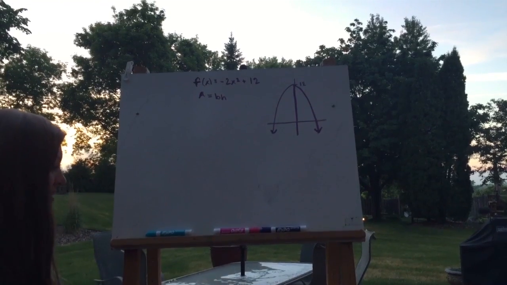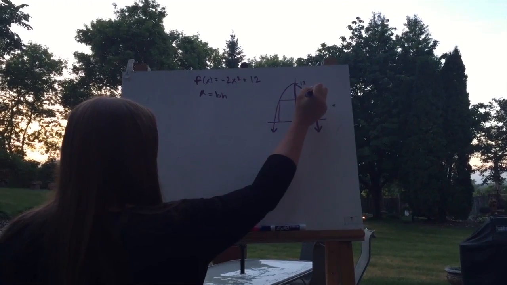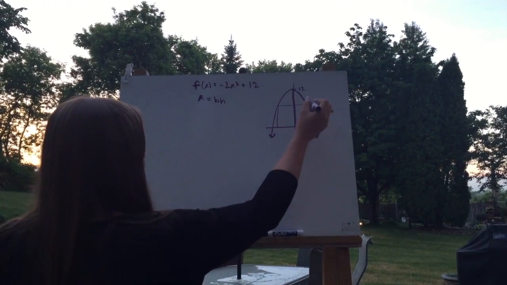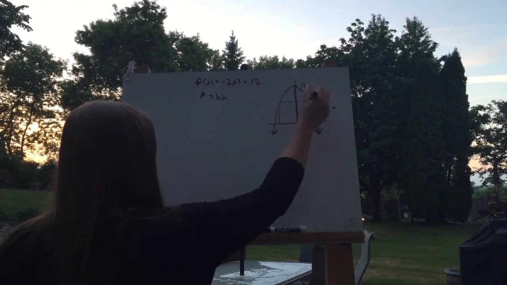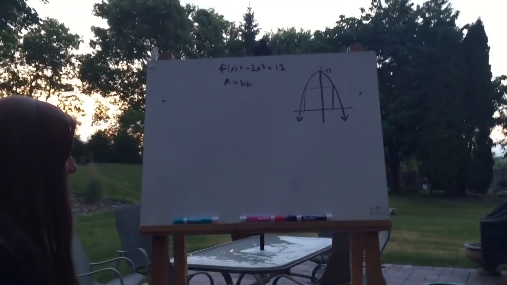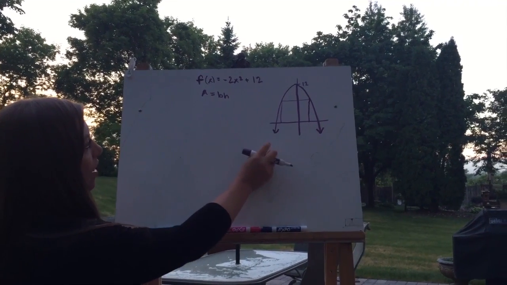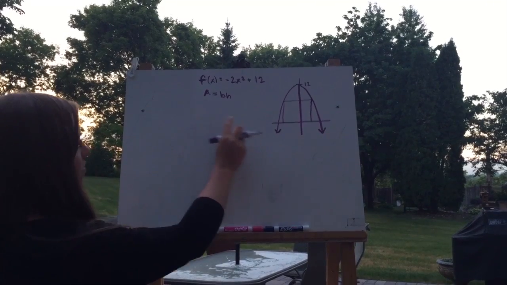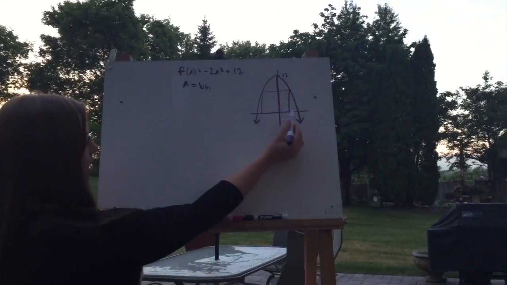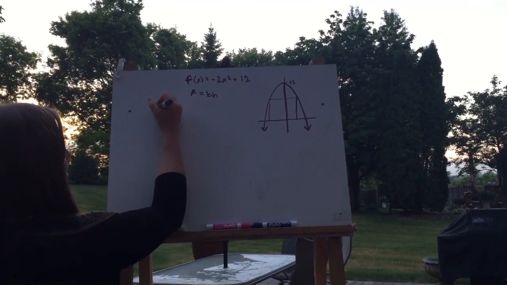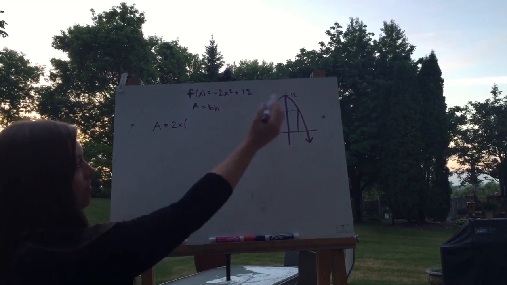Okay, so here we're trying to find what is the biggest rectangle that can fit under the parabola. Okay, so first to find this, we have our function, which is negative 2x squared plus 12, which is right here, and then the area of rectangles, base times height. So the base of it is going to be 2x because you have x over here and x over here. So the area equals 2x, and then the height will be the function.